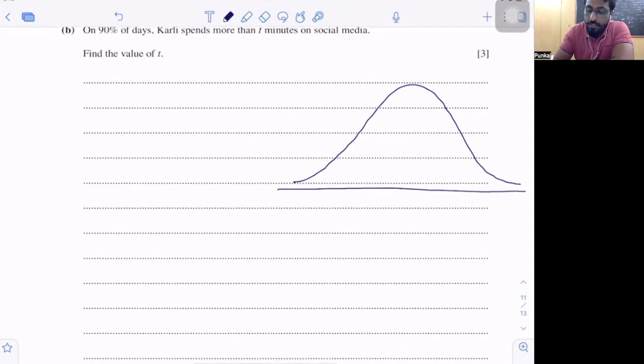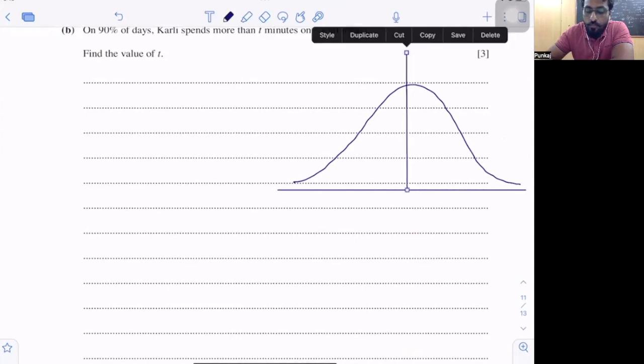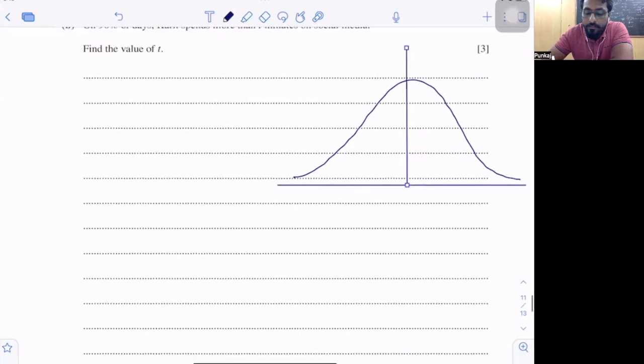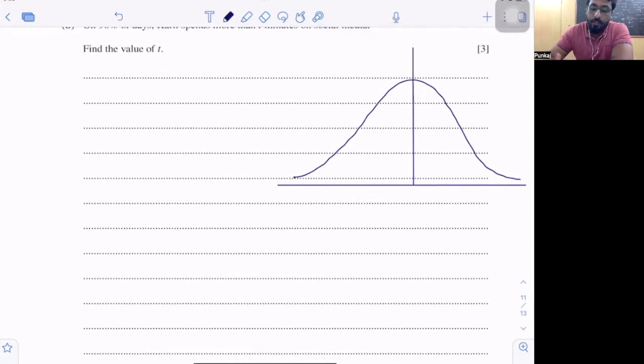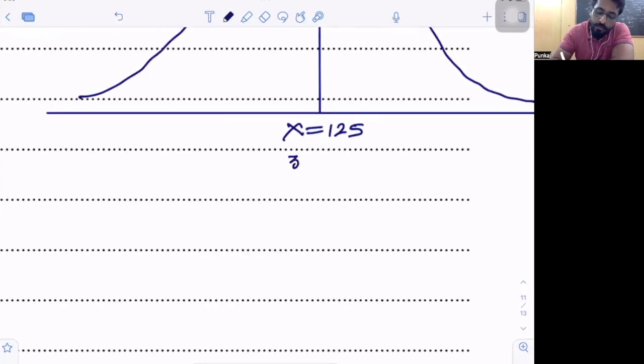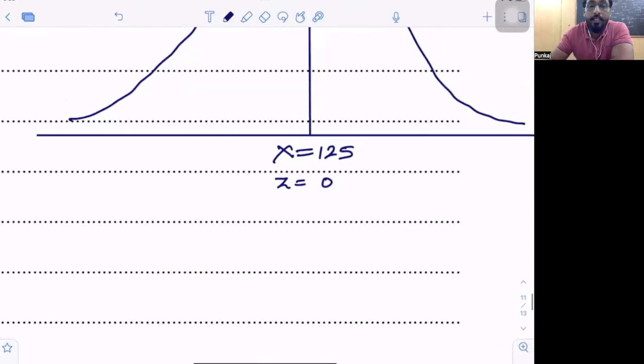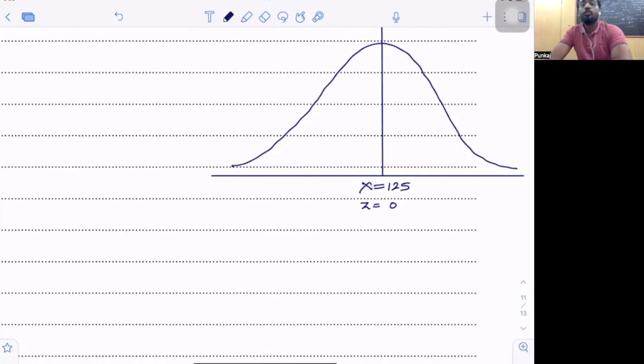Let's draw a horizontal line. Let's draw a vertical line as well. You know what this line is, isn't it? This is the line of z equal to 0. Let's place it exactly at the center. So before this, 50% of the values are there. After this also, 50% of the values are there. So this is where x is 125, right? And this is where z is going to be 0, right?